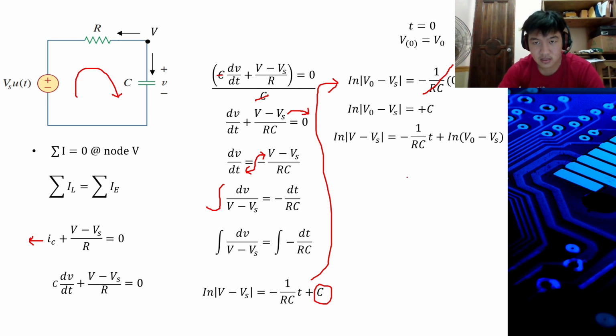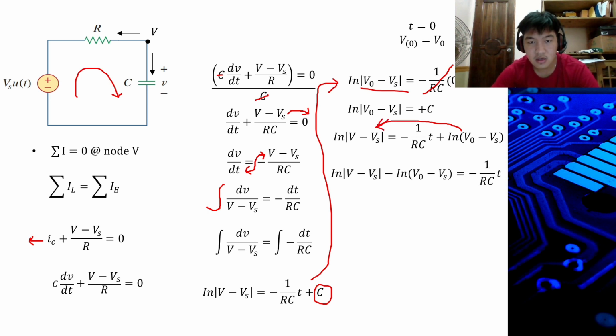And substitute na to dire na pod, ibalik na to dire. So, ln of V minus Vs is equal to negative 1 over RC t plus ln V naught minus Vs, which is ato ning transpose dire sa left side. So, you can get ln of V minus Vs minus ln V naught minus Vs is equal to negative 1 over RC t.